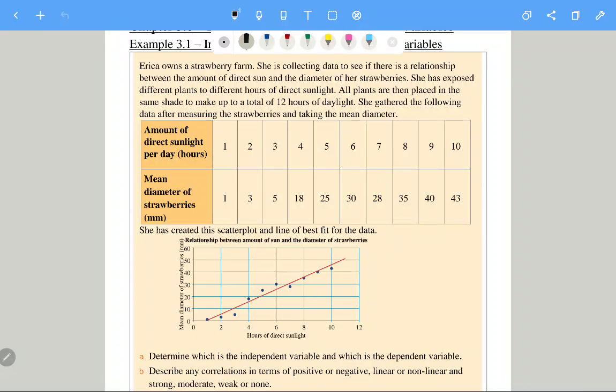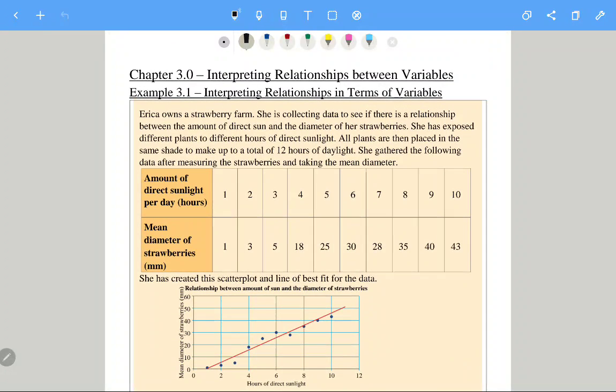Alrighty, so today we're going to be having a look at interpreting relationships between variables. So we've looked at how to describe them, and we're going to actually interpret it back into a real-world application. So Erica owns a strawberry farm.